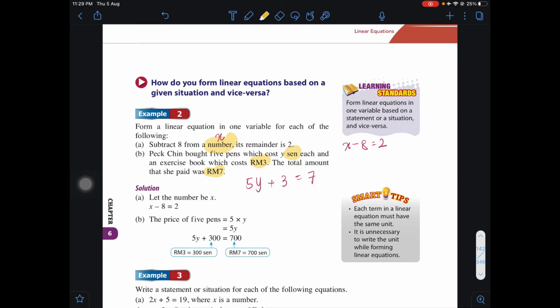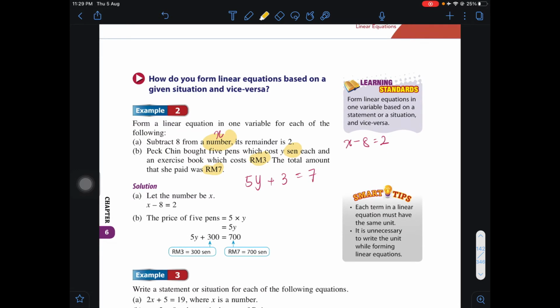Or if it's kilogram, make sure all the numbers are in kilogram. Okay, you cannot just add with another unit, like kilogram plus gram. You cannot do things like that in an equation. Alright, so for this one, it is cents.